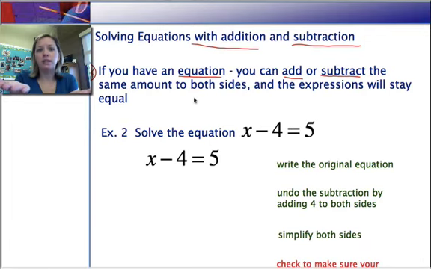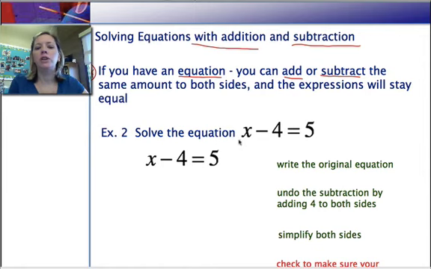Right? Think about a scale and think about balance. If I add the same weight to both sides of the scale, it stays balanced. If I take away the same weight from both sides of the scale, it stays balanced. So as long as I do the same thing to both sides of the equation, we preserve the balance, and so it stays equal. I like to say we preserve the equality as long as I do the same thing to both sides.